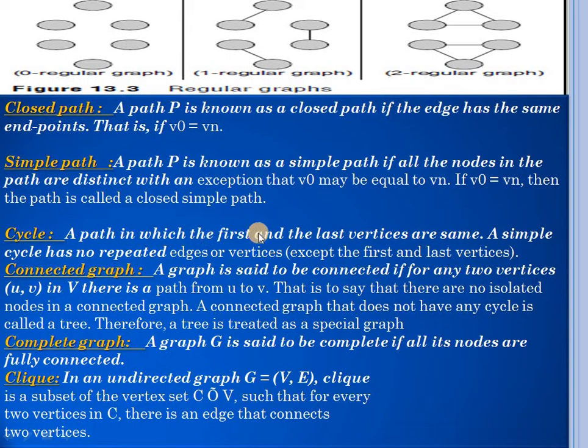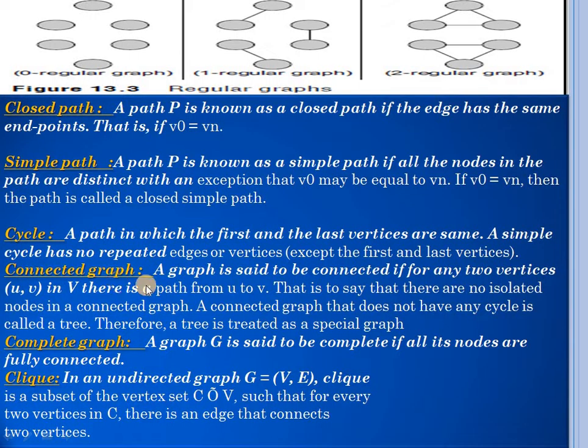Cycle: a path in which the first and the last vertex are the same. Here, this is a cycle. And a closed path: if P is a path, P is known as a closed path if the edge has the same endpoints, starting and ending at the same endpoints, then it is a closed path.